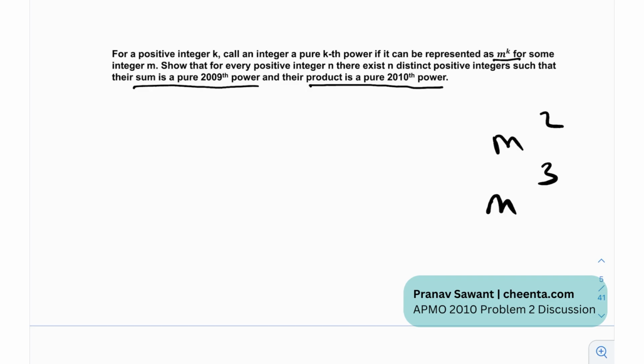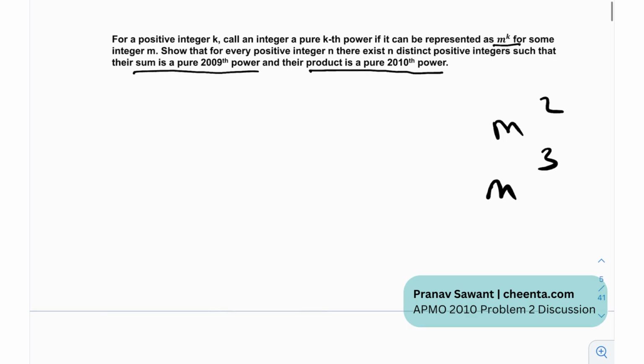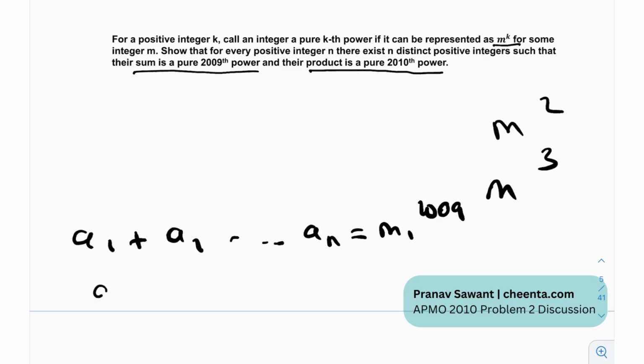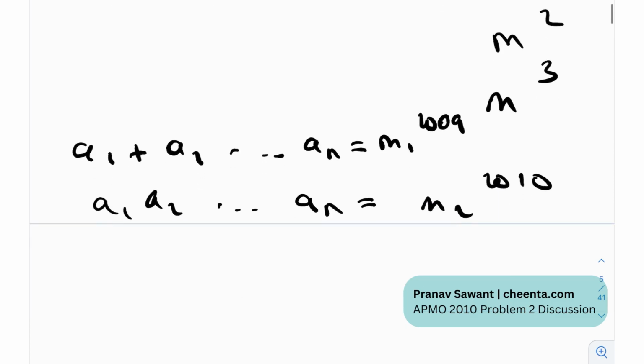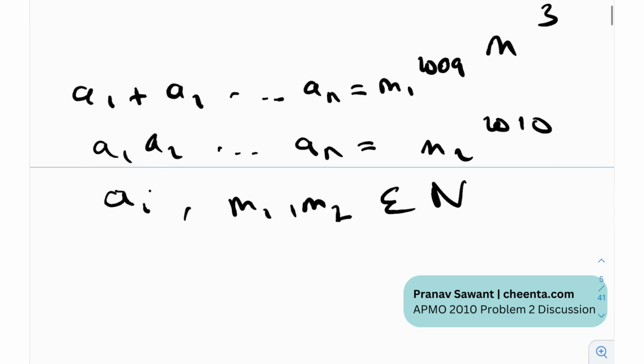Essentially, what we're going to do is convert this problem into a little bit of algebra. What they're trying to say is that a1 plus a2 all the way till an, which is the sum, is a perfect 2009th power, and the product a1 a2 all the way till an is a perfect 2010th power, right? And this is obviously holding true for ai, m1, m2 being natural numbers, so they definitely need to be naturals. So we're going to be looking at the easy case and the general case, like I said.